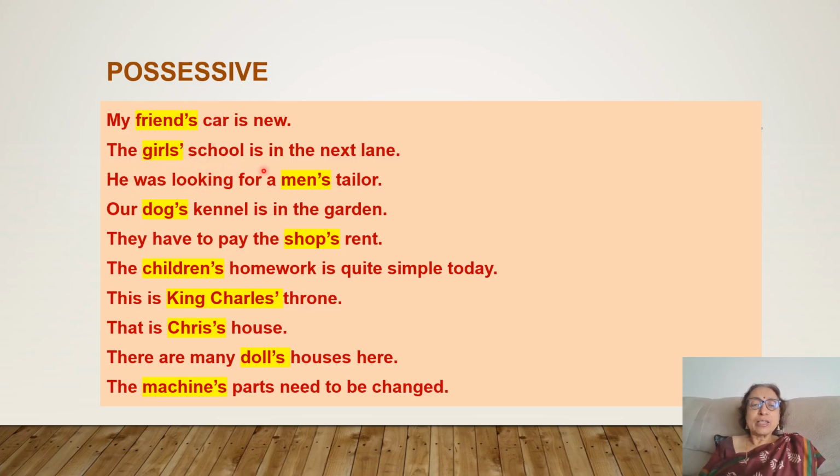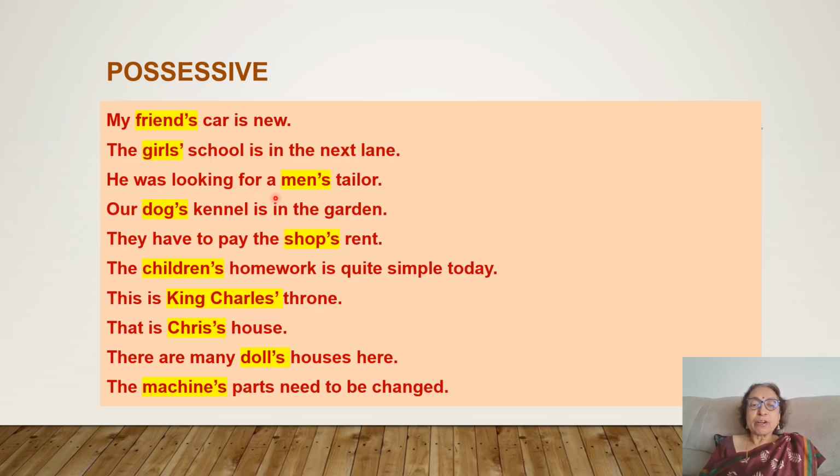Then, the girls' school is in the next lane. Lane also is a noun, school also is a noun. I'm not worried about that. Girls' school. Suppose the school belongs to one girl, we will say G-I-R-L apostrophe S. But here, the school cannot belong to one girl. The school belongs to a few girls, many girls, maybe hundreds or thousands. So the noun itself is girls, a plural noun. Therefore, an apostrophe is put, no S is put there at all. Then you have the school belonging to the girls.